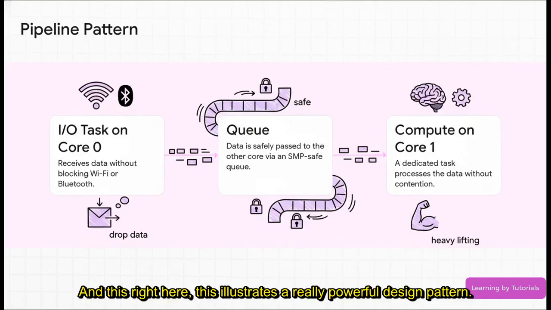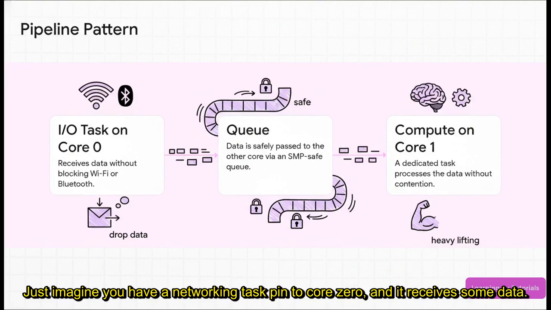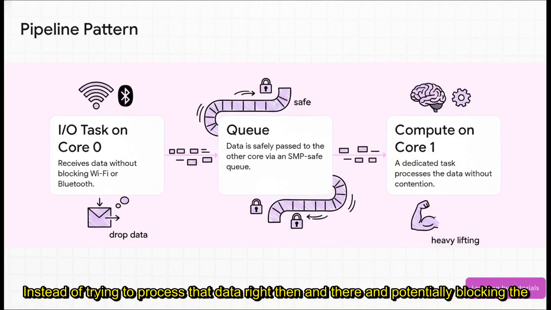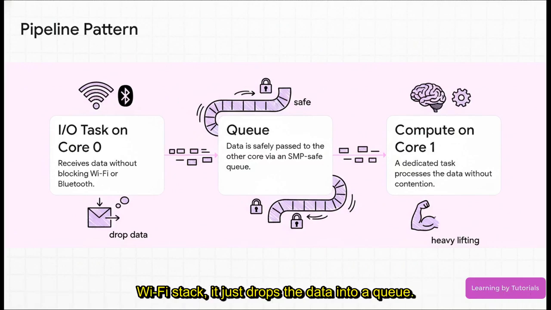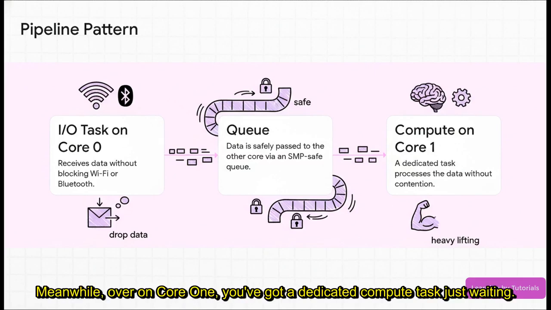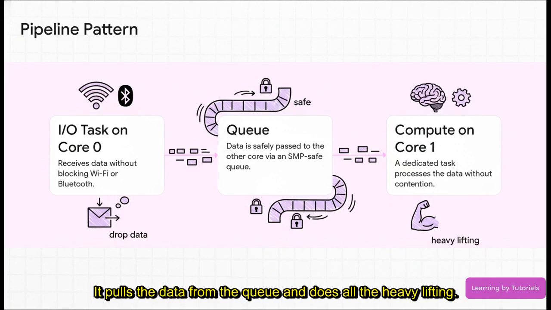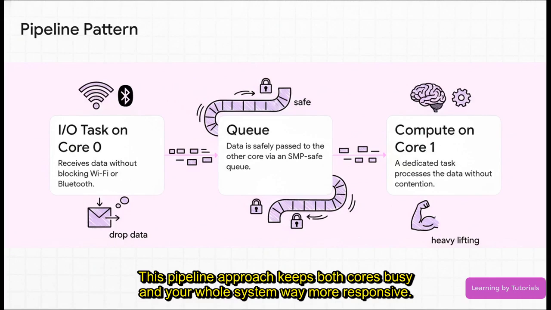And this right here, this illustrates a really powerful design pattern. Just imagine you have a networking task pinned to core 0, and it receives some data. Instead of trying to process that data right then and there and potentially blocking the Wi-Fi stack, it just drops the data into a queue. Meanwhile, over on core 1, you've got a dedicated compute task just waiting. It pulls the data from the queue and does all the heavy lifting. This pipeline approach keeps both cores busy and your whole system way more responsive.